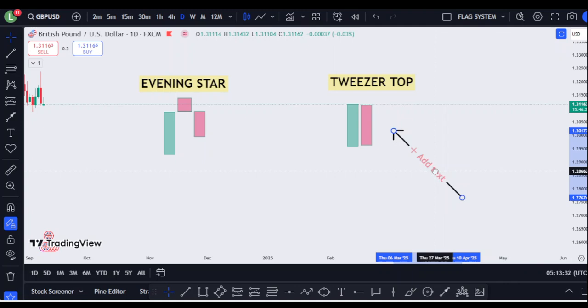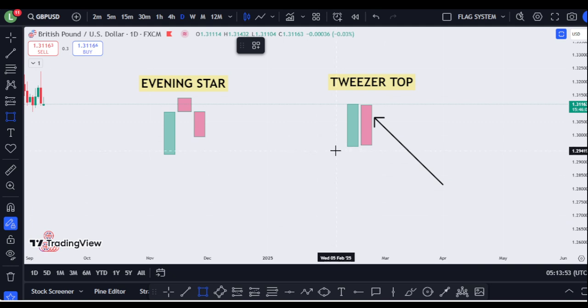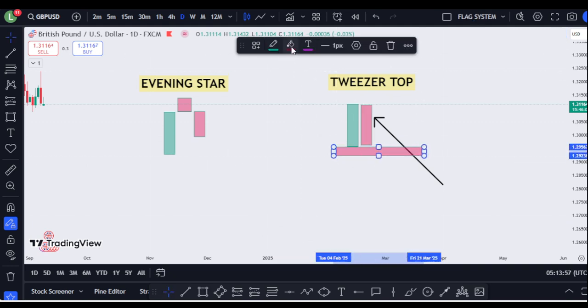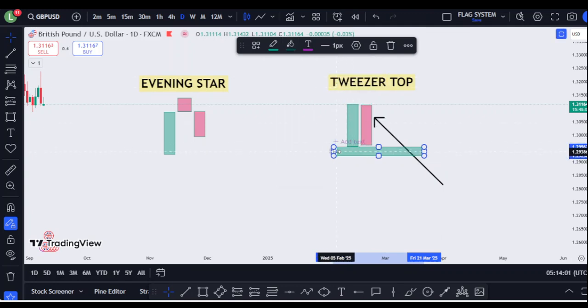Don't trade the following day because there's going to be a lot of manipulation whereby the sellers want to take out some sell stops. Tweezer top represents a bearish reversal chart pattern. And whenever you spot this candlestick pattern at the point of interest where you want to buy, do not trade the following day.